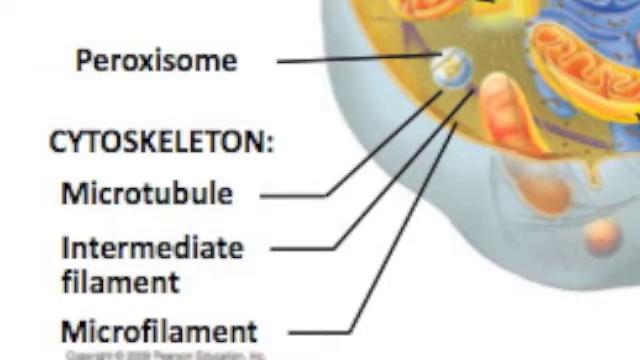Cytoskeleton is both a muscle and a skeleton. It is used for movement, stability, and organization of the organelles within the cell. Cytoskeleton is composed of microfilaments, microtubules, and intermediate filaments.